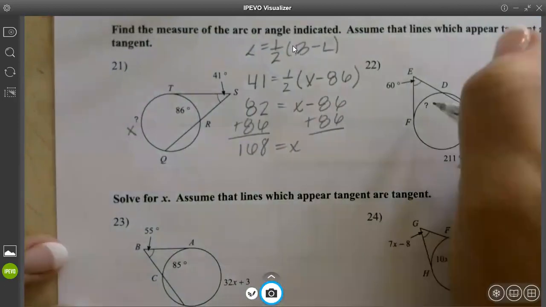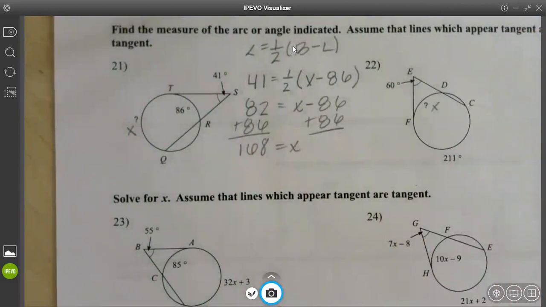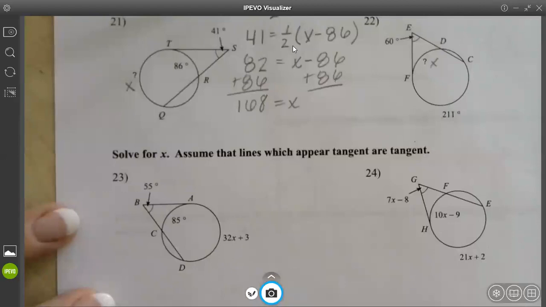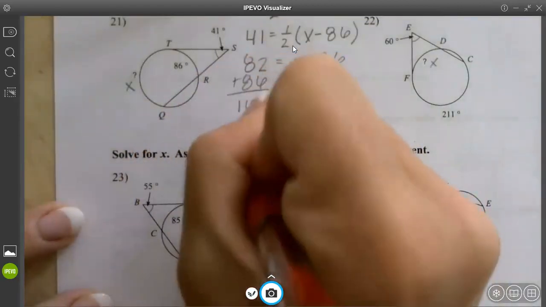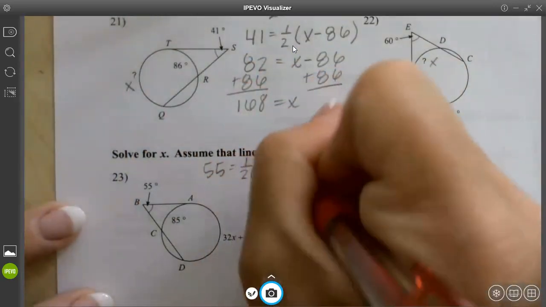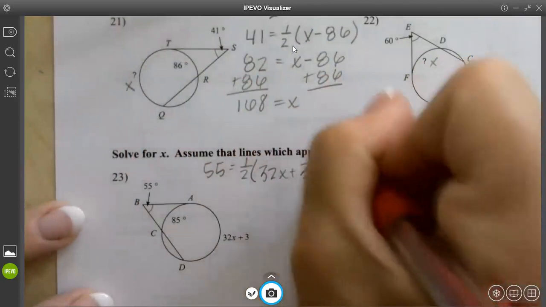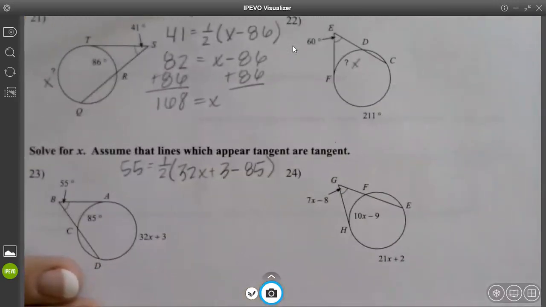22 is the exact same way, except for this is going to be X. Just set it up to 11 minus X. Okay, so it'll be the opposite way. 23, same thing. Angle is 55 equals 1/2 of your big, 32x plus 3 minus your little 85. Solve that out. I'm not going to solve this, and I'm going to look at 24 because it's a little bit harder. Okay, it's not much. It's just got that distribution in it.